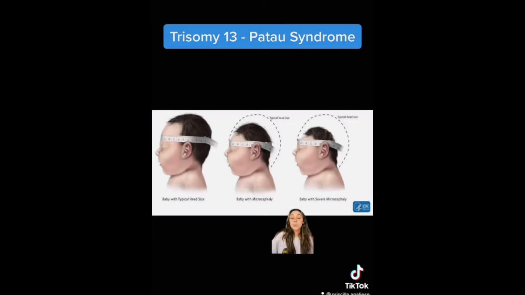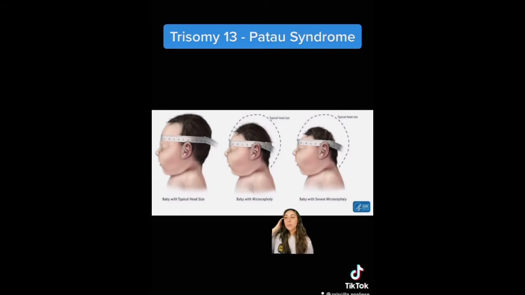The third one is microcephaly. I put in a little cartoon image because I thought this would be explained better this way. The first one to the left is a normal head size. The middle one is microcephaly. And then the third one is severe microcephaly. So basically the head size is just smaller, aka micro. It's a good way to remember it.